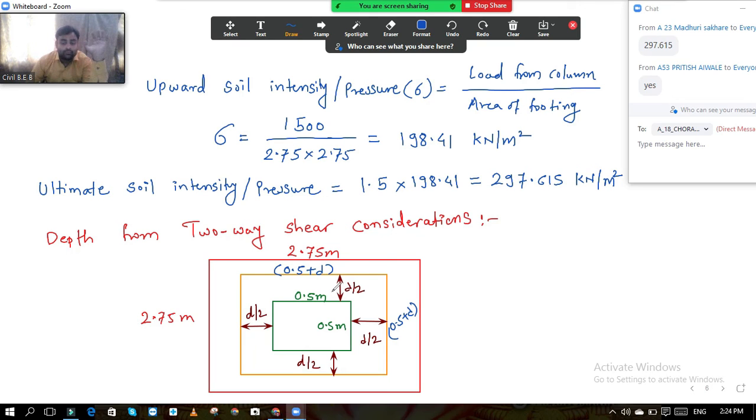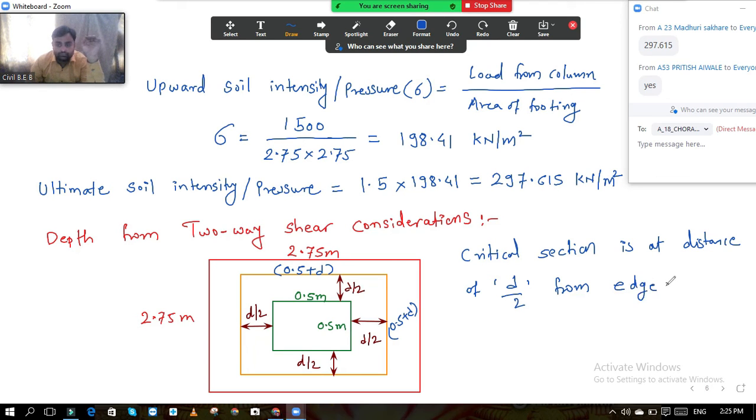Okay, so here I will write: the critical section is at a distance of d by 2 from the edge of the column. So where we are going to take the critical section for punching shear, it is at a distance of d by 2 from the edge of the column.